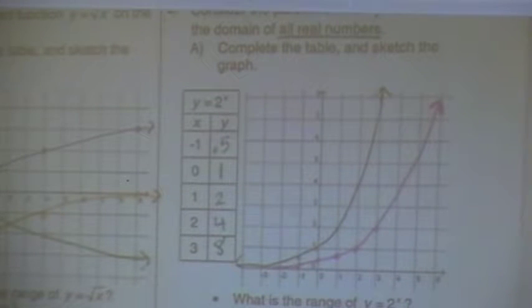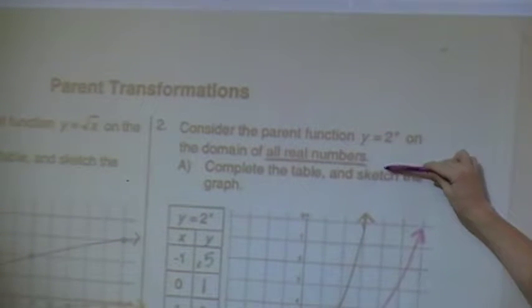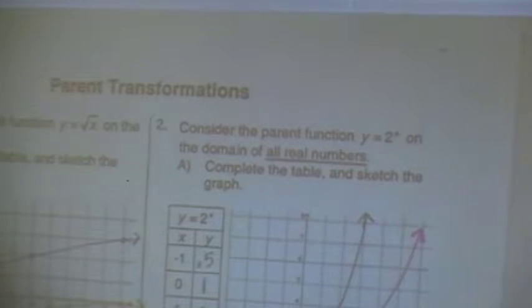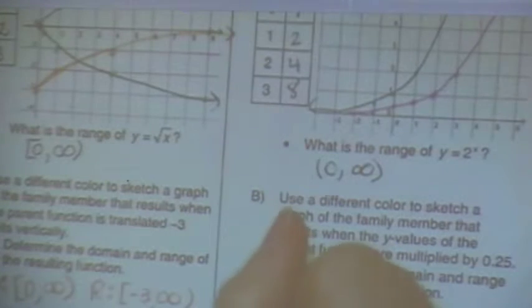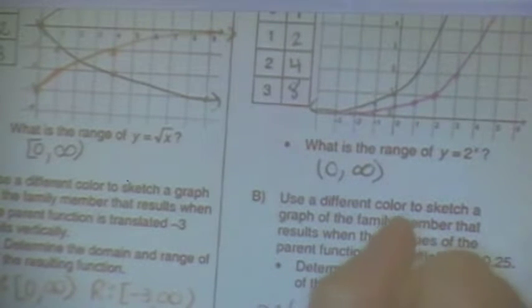When we did this, it says what results when the y values of the parent function are multiplied by 0.25. The y values only. So we did nothing to affect our domain. So your domain is still the same as it was for the green function or the original. It says at the top of the page that the domain was all real numbers. Since I did nothing to change my x values, the domain is still all real numbers. In interval notation, that's negative infinity to positive infinity.